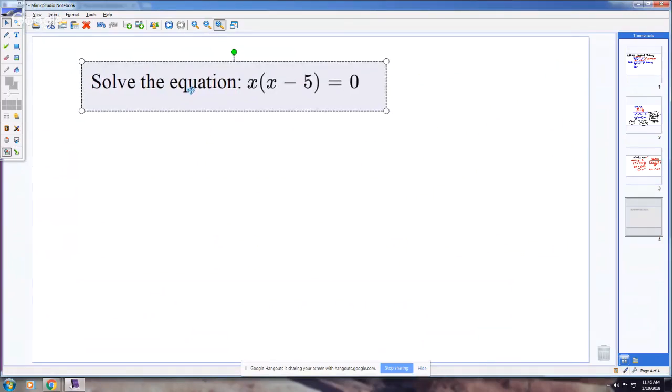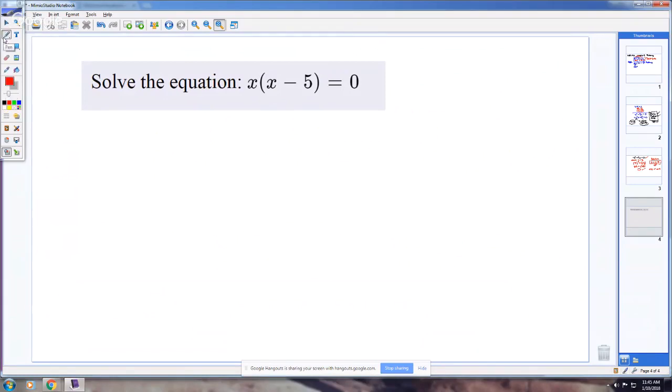Now, anytime you have to solve an equation where there's more than one x, you should think, use the zero product rule. So I'm thinking, zero product rule. Sometimes it's called the zero product property. And with that, I want to check, do I have 0 on one side? Check. Do I have a product on one side? Check.